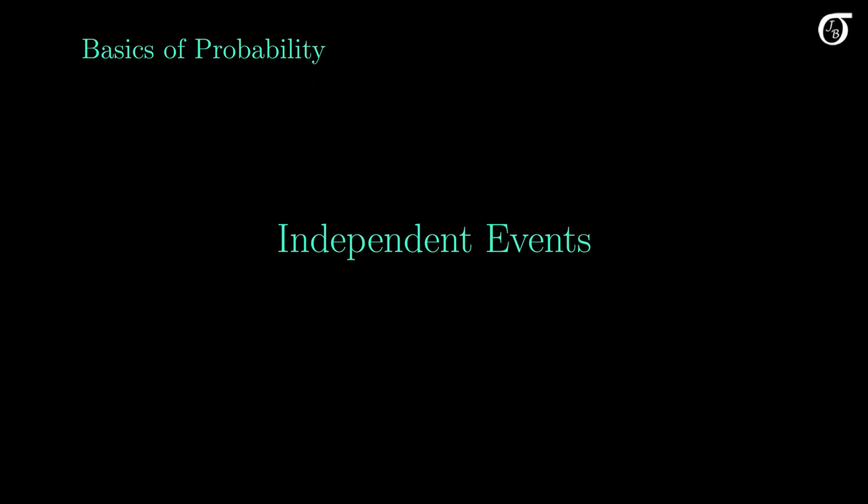Let's look at the concept of independent events in probability. Here, I'll discuss the formal definition of independence of two events, work through some problems, and try to help you visualize the concept in different ways. I assume you're already familiar with conditional probability.